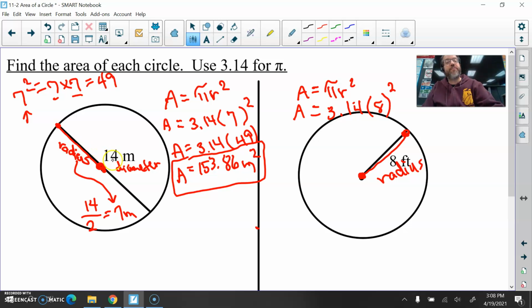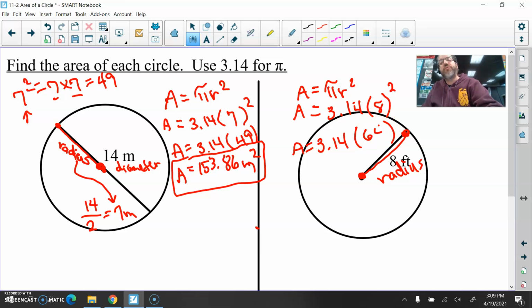So the last example, we had to divide 14 by 2 to get the radius of 7. Don't divide this one by 2 because this already is the radius. Okay, so you just have to pay attention. You need the radius. If you're given the radius, use it. If you're not given the radius, if you're given the diameter, then cut it in half to get the radius. Okay, so area equals 3.14 times, and now what is 8 squared?